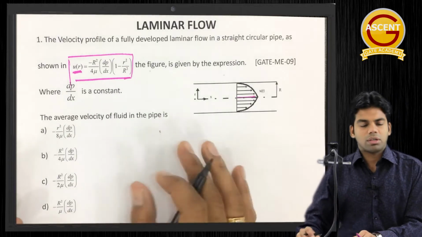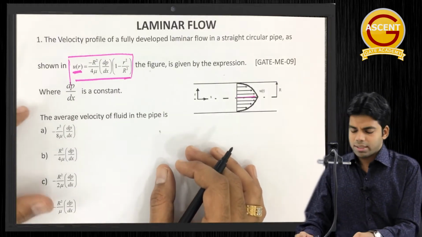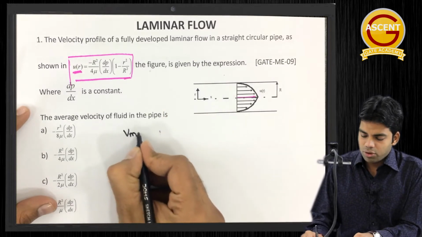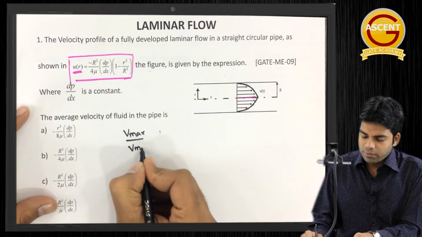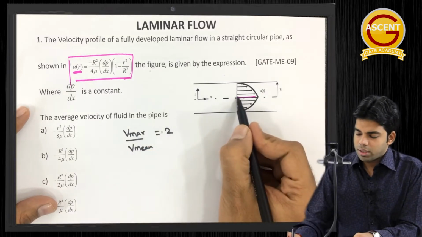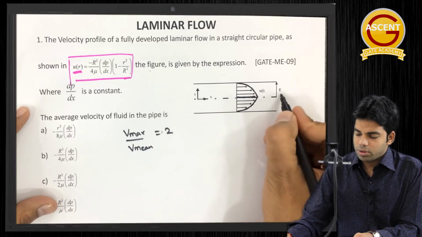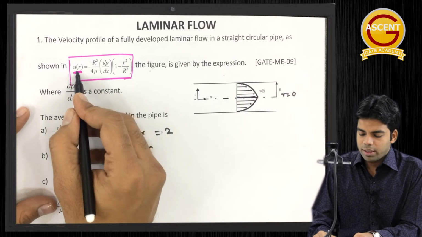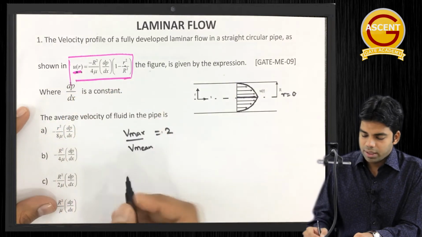Now I will tell you the shortcut trick. For flow through pipes, the ratio of maximum velocity to mean velocity is 2. Maximum velocity is at the center, where r is equal to 0. So if I want to calculate Vmax, I can put r is equal to 0 here and I will get the value of this Vmax.